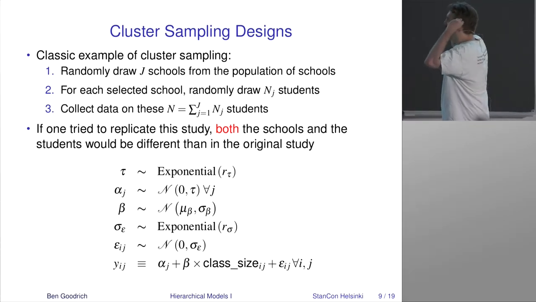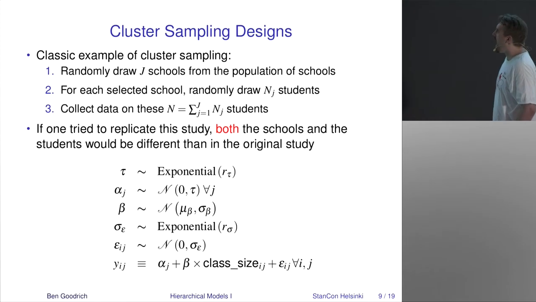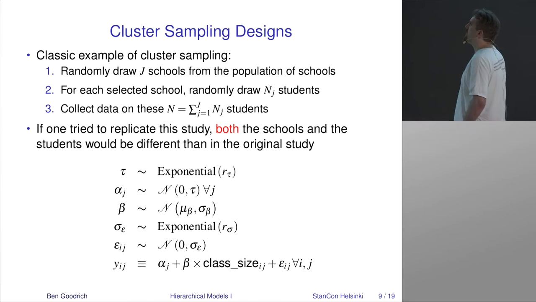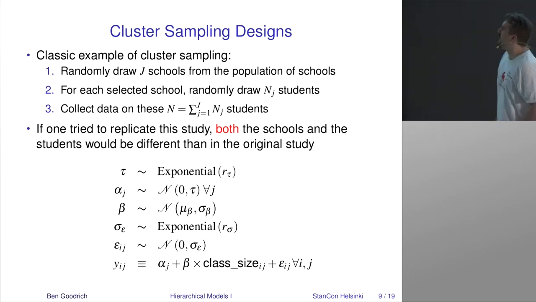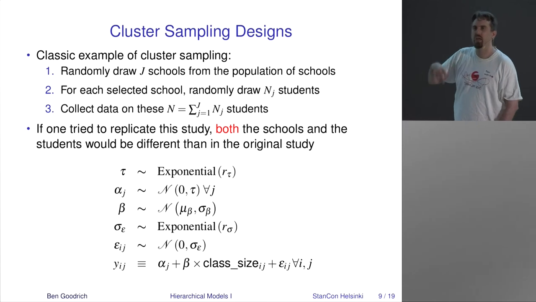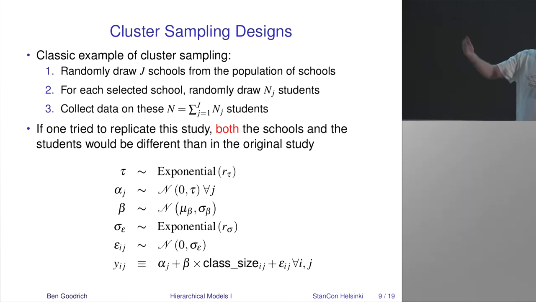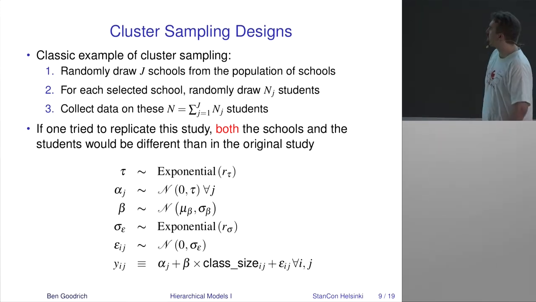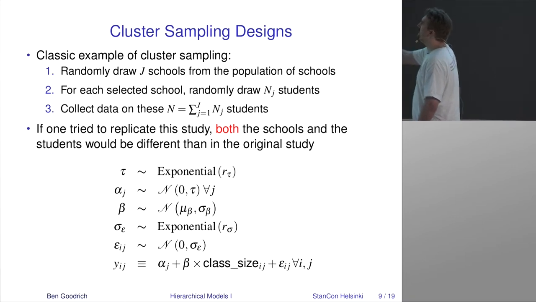So how might we think about a generative process for something like this? We might first have this positive random variable tau, which basically captures the standard deviation in the intercept from one school to the next. So tau is some realization of exponential with rate r sub tau. And then we have alpha j. These are going to be our intercepts, indexed by j. There's one of them per school. Some schools are better than others, and consequently they have different overall average behavior that is captured by these alpha j intercepts. Then we have a coefficient beta, which is going to be common to all schools, and it has a normal prior.